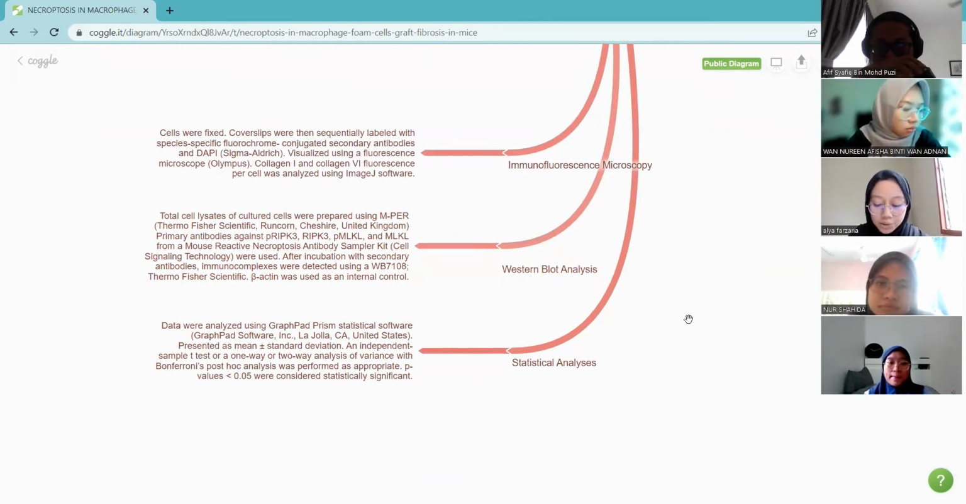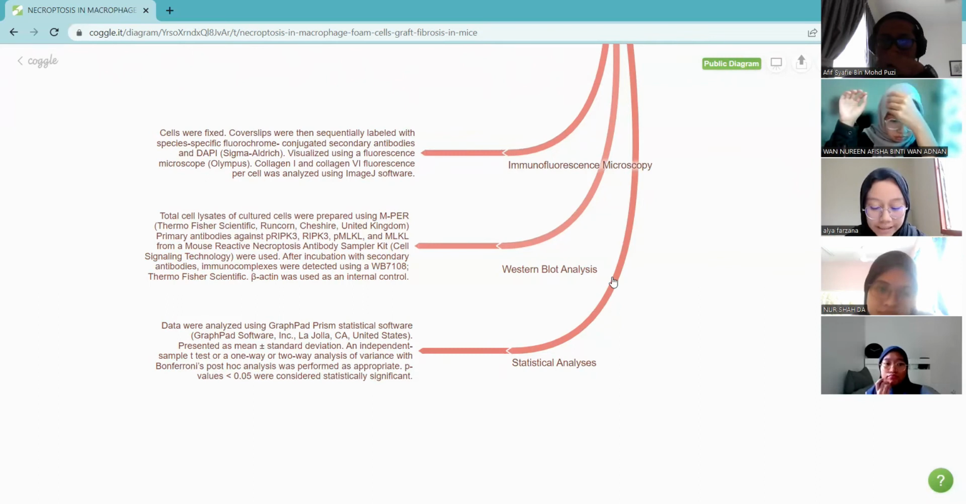And then samples were visualized using a fluorescent microscope. Collagen 1 and collagen 4 fluorescence per cell was analyzed by using ImageJ software. And then Western blot analysis. Total cell lysates of cultured cells were prepared using M-PER. M-PER is mammalian protein extraction reagent, one of the Thermo Fisher products.